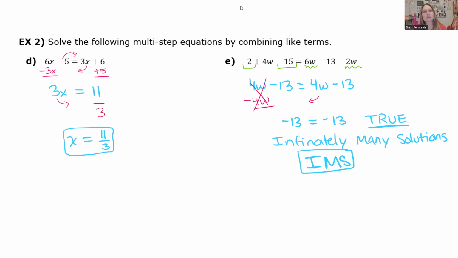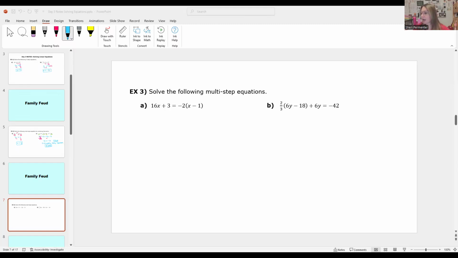Does this say pause? Yeah. Well, actually, I don't think it pauses. I could do it like this. All right, continuing on with the notes. And I don't know why it starts back at A and B. These are just multi-step equations.